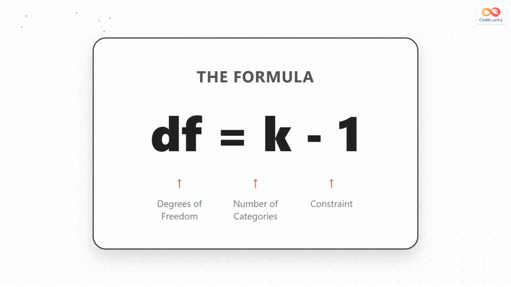Here is the formula you need to remember. Degrees of freedom, abbreviated as df, equals k-1. It is the number of categories minus 1. But the important question is, why do we subtract that 1?